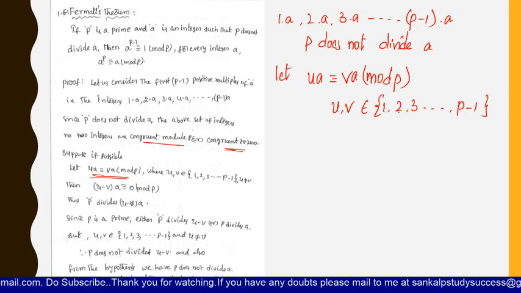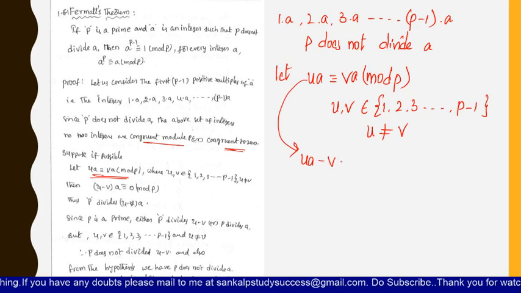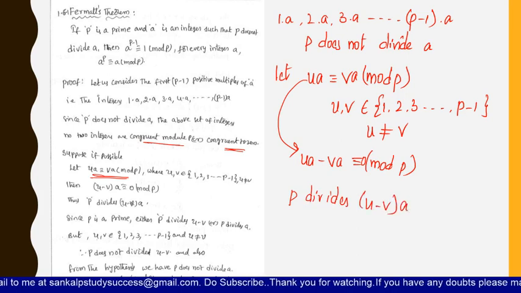U and V belong to 1, 2, 3 and so on up to P minus 1, where U is not equal to V, because if U is equal to V, then it becomes 0. That means it is divisible by P. But here they are not divisible by P, right? P or A also. So we can write this equation as UA minus VA is congruent to 0 mod P, because the remainder is 0. So what does it say? P divides U minus V of A. That is nothing but UA minus VA only.